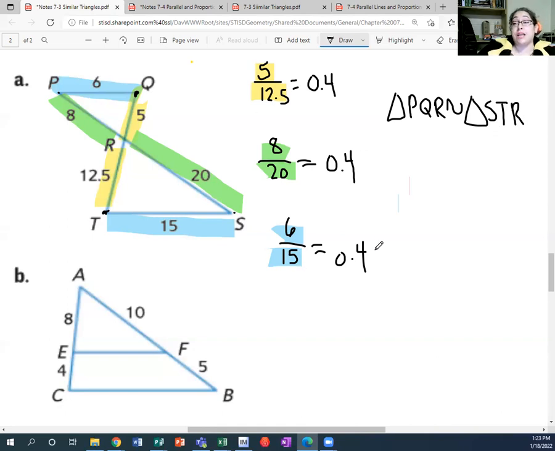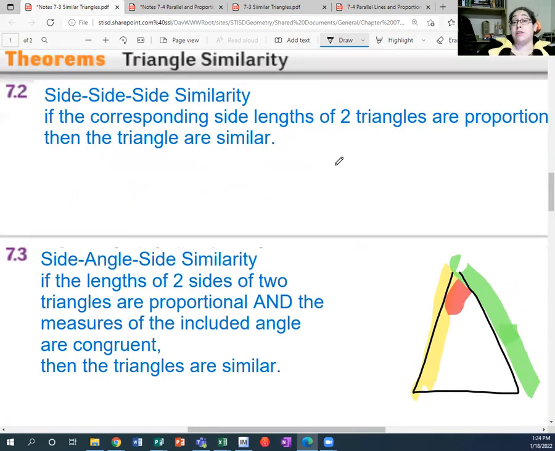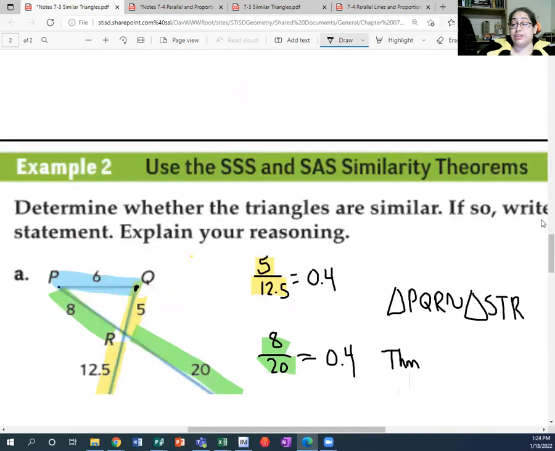I checked all three sides being proportional. What was that name of the theorem that used all three sides? Postulate 7.1 was angle, angle. It required angles, we didn't use angles, which is the one that used all three sides. Side, side, side, similarity theorem 7.2. Good job.